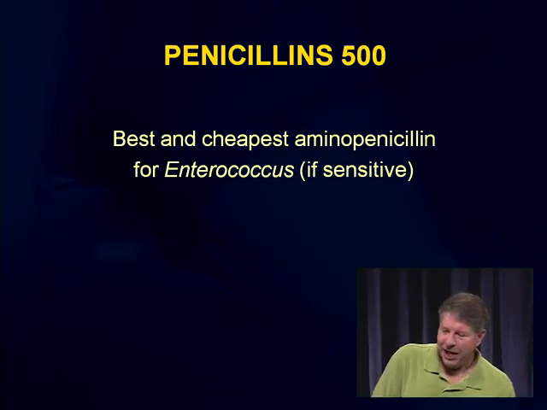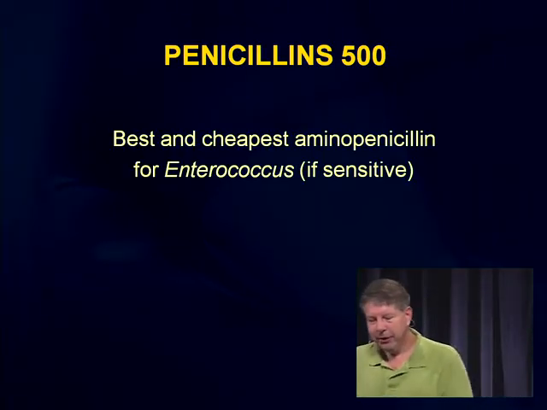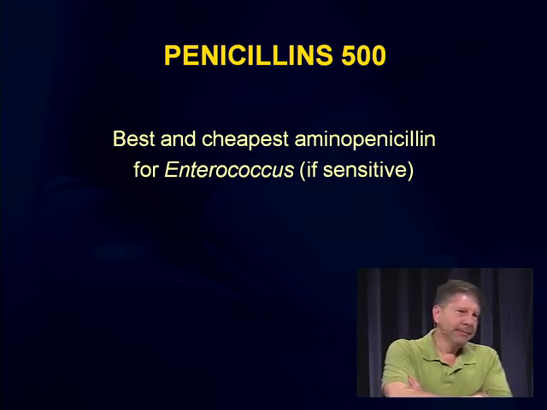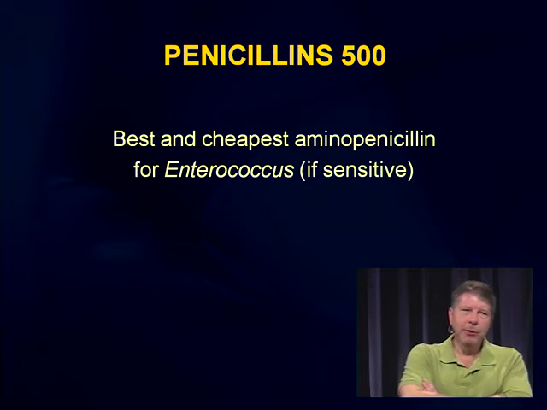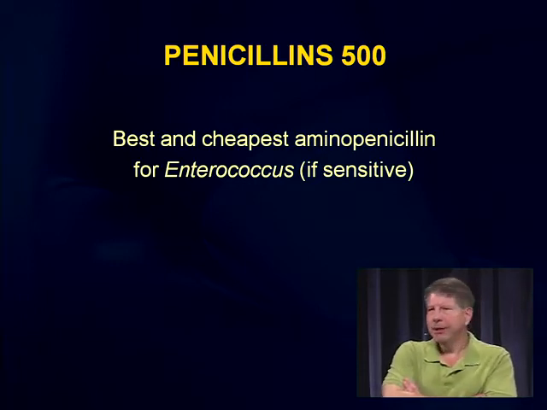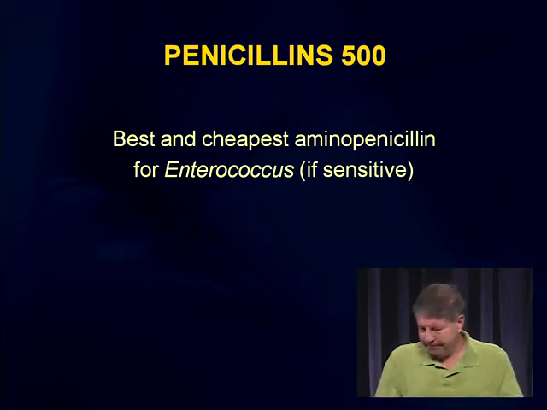But they're more likely to ask you this. What's the best and cheapest aminopenicillin for Enterococcus? So what do we use for Enterococcus? Okay, ampicillin, right? So remember, in babies less than 3 months of age, we always make sure we have ampicillin on board because it's going to cover Enterococcus and it's going to cover Listeria.